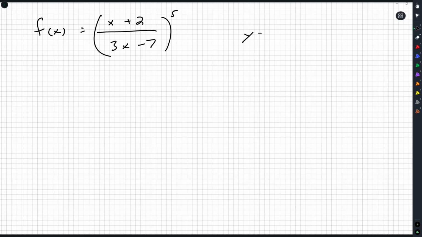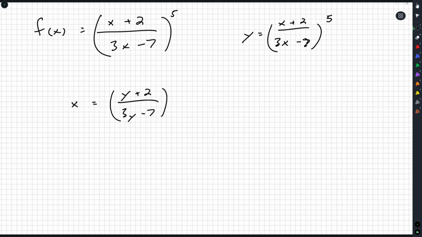How in the world do we do that? So you start with an equation where the output, y, and the input, x, are represented. Then we're going to swap x's and y's. So x is (y plus 2) over (3y minus 7), all to the power 5. Why are we doing this? Because inverse functions swap inputs and outputs. So now the question is, can I do some math to get y equals something? And that something would be the inverse.